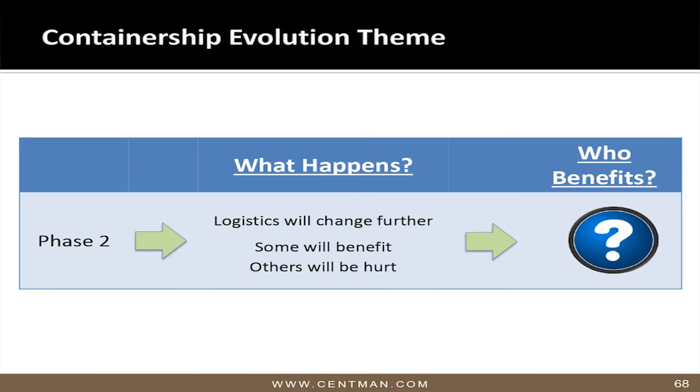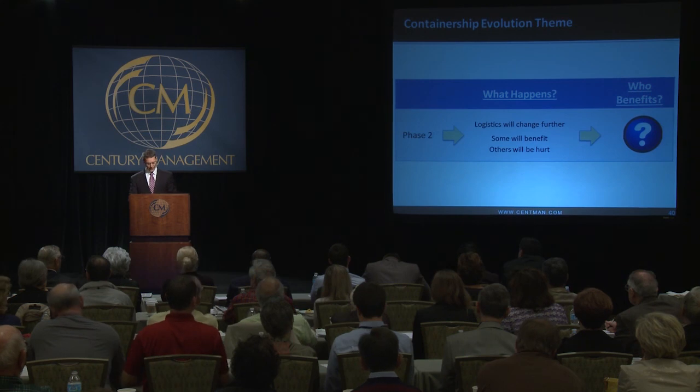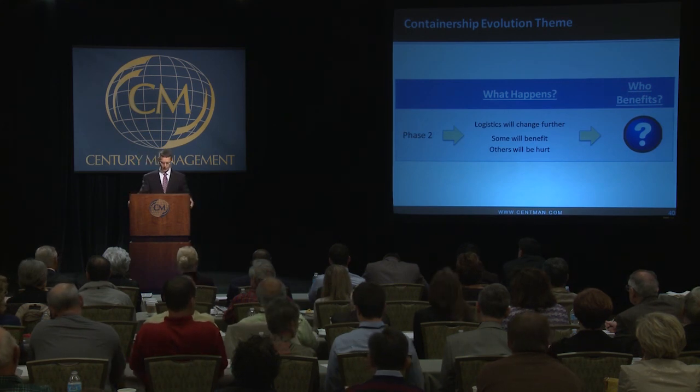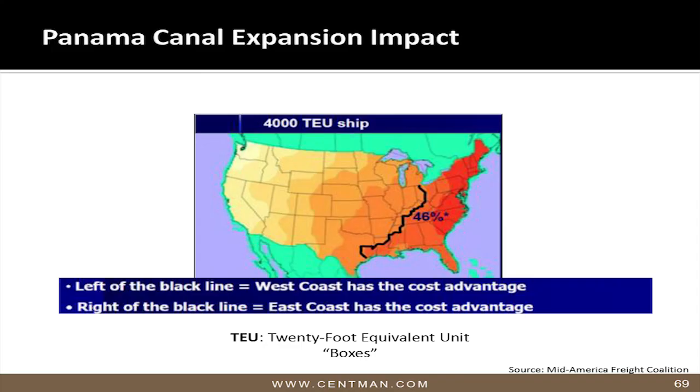Now we look at the second phase of this structural shift, and that relates to the overall impact that this is having on logistics. As these bigger ships pass through the Panama Canal, it changes the economics of shipping, and it's certainly altering the industry and is going to produce new winners and new losers. This map represents the economics of a 4,000 TEU ship, which is roughly the average size of a ship that passes through the Panama Canal today.